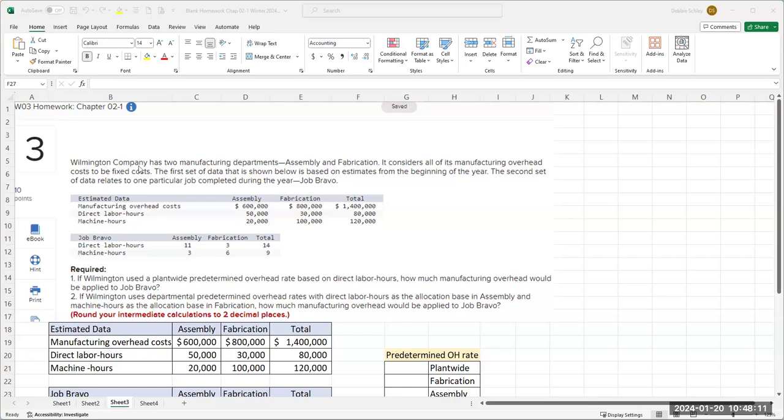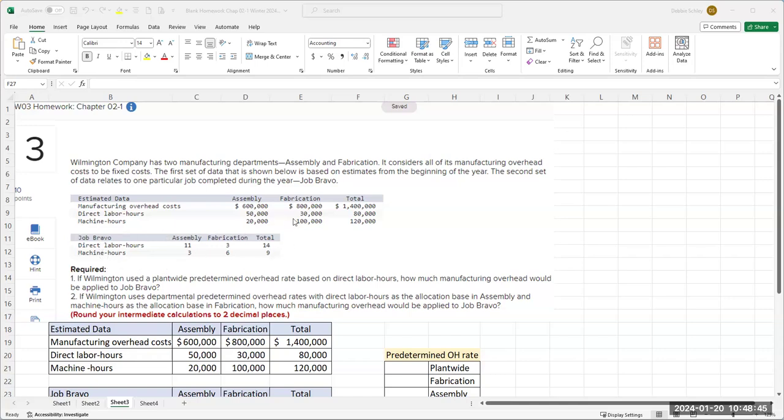Okay, Wilmington Company has 2 manufacturing departments, assembly and fabrication. It considers all of its manufacturing overhead costs to be fixed. The first set of data that is shown below is based on estimates from the beginning of the year. The second set of data relates to one particular job completed during the year, job Bravo. So all of this information was estimated at the beginning of the year. This information is straight from job Bravo.